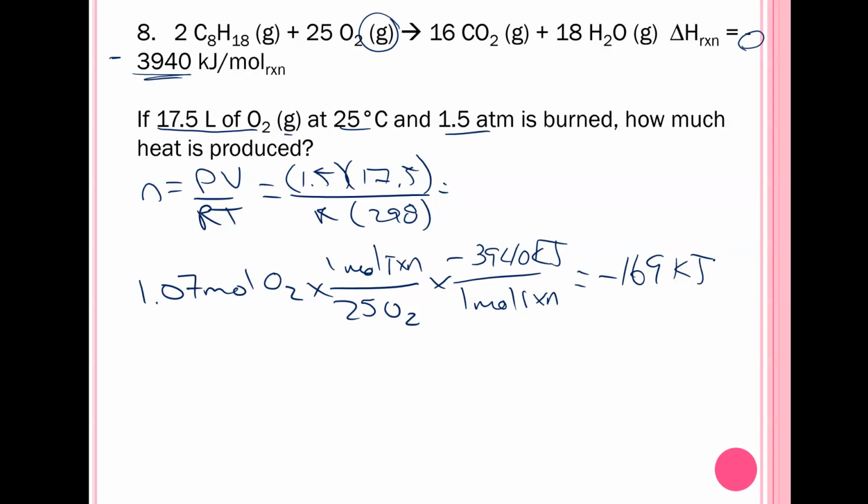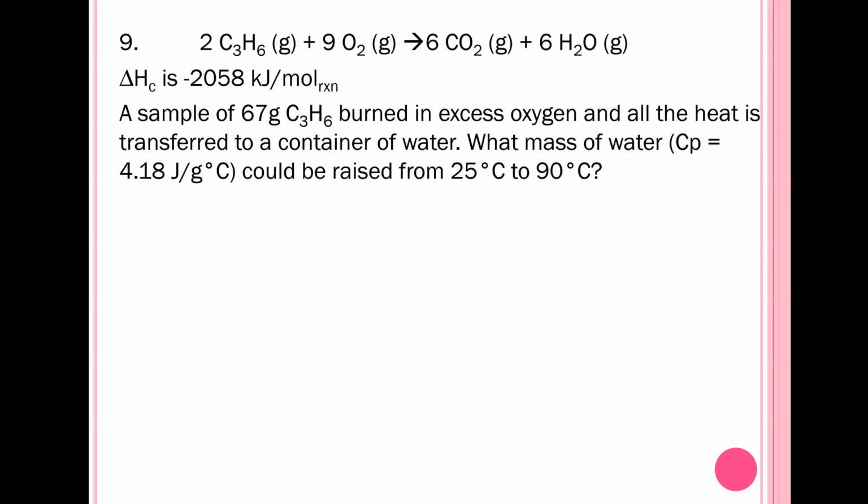So again, the key is always turn it into moles, and then after that you're off and running doing stoichiometry. It's not that different from what you might be used to. So this one's adding some stuff. It says a sample of 67 grams of C3H6 burned in excess oxygen, and all the heat is transferred to a container of water. I want to know what mass of water could be raised, in other words heated, from 25 to 90. So first thing I have to do is figure out how much heat that's going to produce.